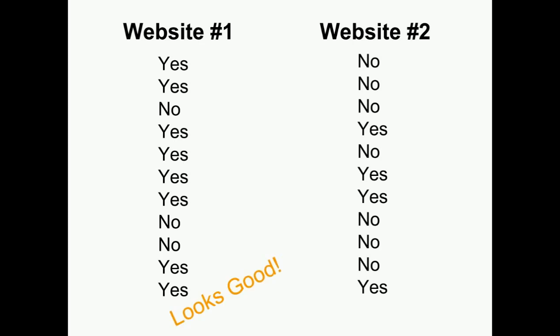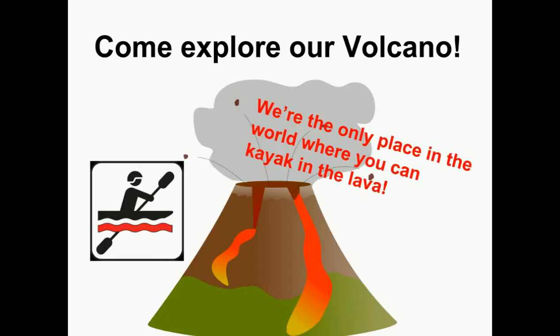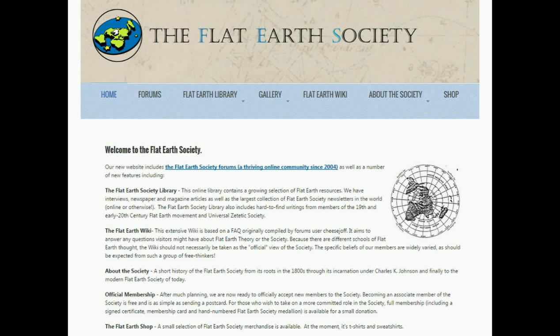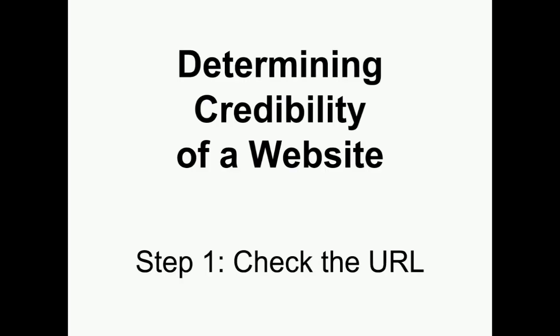Your job is to look for trends. Is there a lot of missing or unclear information? Does anything seem suspicious, unusual, or too good to be true? Use your best judgment and be skeptical to prevent perpetuating incorrect information. To get started, go to step 1, check the URL.